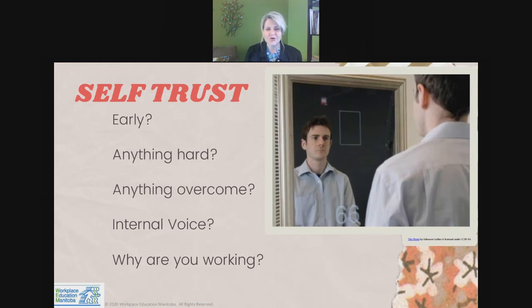What's your internal voice that you get? And have you re-scripted it in any way? And what are those internal motivations? Why are you working? Are you working because you need to work? You need the paycheck? Are you working because you're working in a family business and they really need you to be there? Are you working to get away from your kids? What are all the motivations on why you're working?